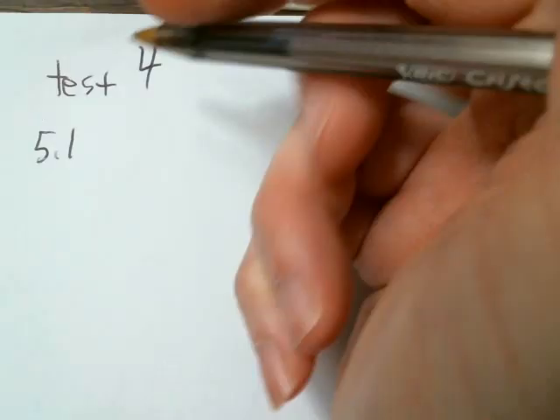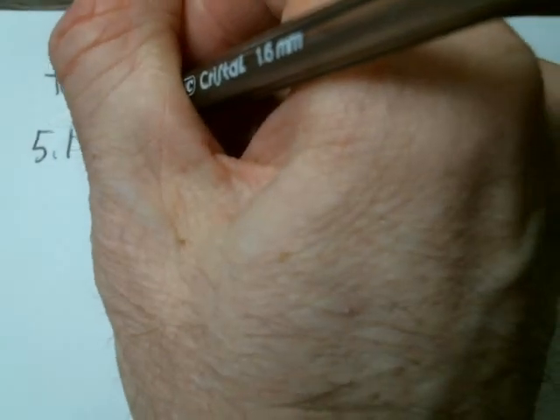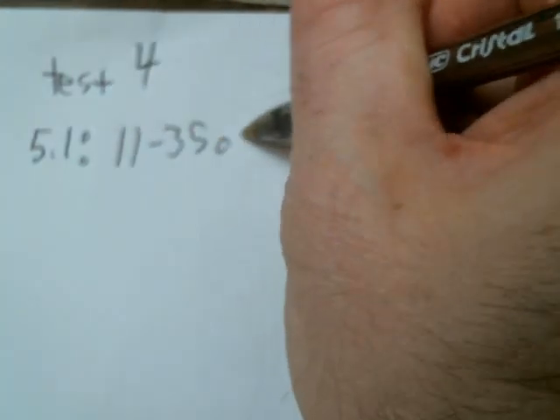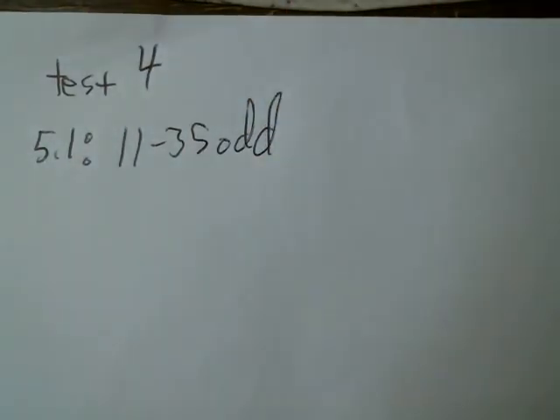And we'll start with section 5.1. My objective is just to go through each section and do some sample problems that will be similar to the kinds of problems that I'll put on the test. Okay. All right. So 5.1, we're looking at questions like 11 to 35 odd. And this is where we first introduced the idea of the integral as the antiderivative.